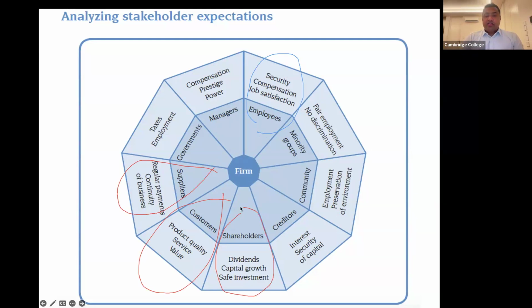Shareholders will want dividends. Government will want you to pay taxes. So different stakeholders will have different interests in the business. We call this stakeholder expectation analysis. So when you read the case study and do the stakeholder analysis, you need to understand each stakeholder's expectations.